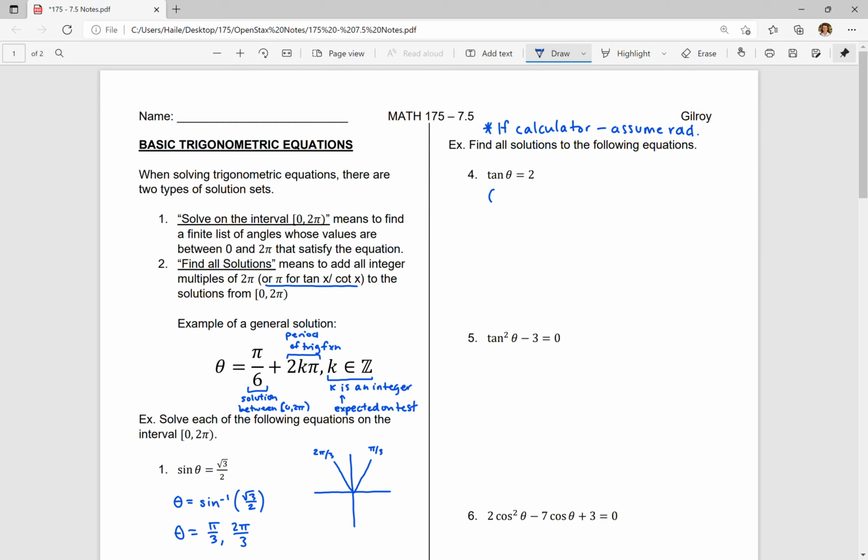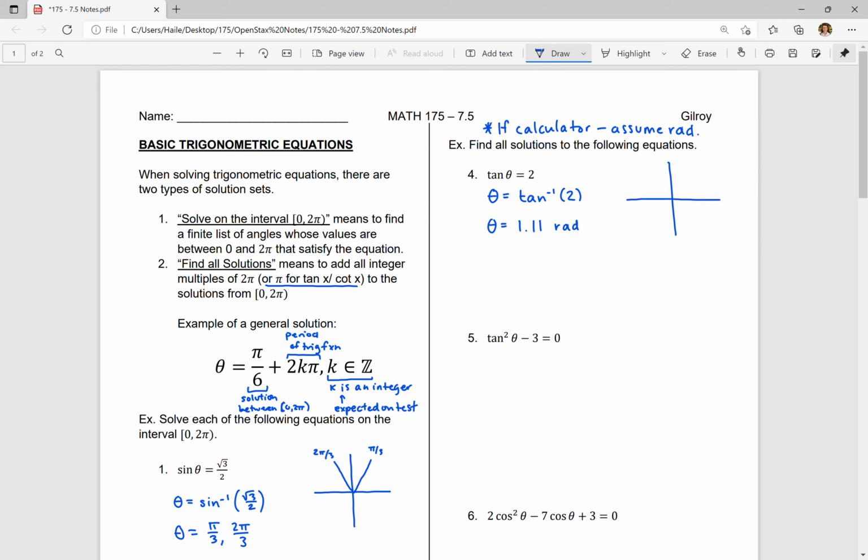So first, let's solve for theta. So we have theta is equal to tangent inverse of 2. Okay, and if we put this in our calculator, because a tangent equal to 2 is not a value on our unit circle, we get that theta is equal to 1.11 radians.